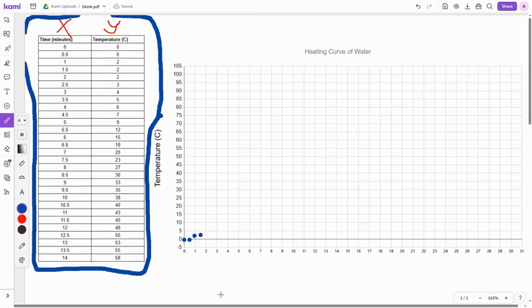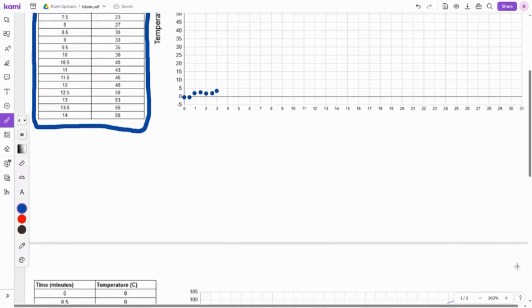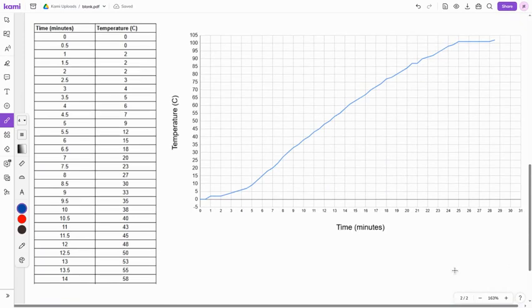Now, if I kept plotting these points from my data on the left, I'll start to see a pattern emerge eventually. And once you plot all the points, you should see something like this appear. Once you plot all the points, if you draw a line through them, you should see this general trend.